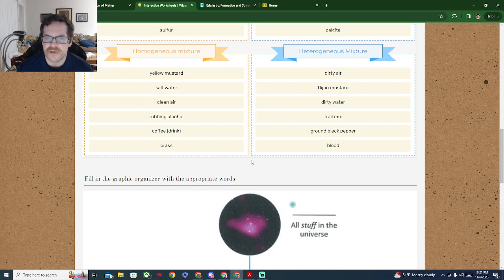Trail mix. This is kind of the classic example of a heterogeneous mixture, right? A bowl with M&Ms and peanuts and raisins. Each of those are separate components that are clearly not combined.